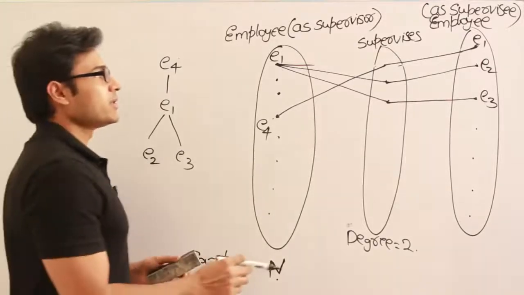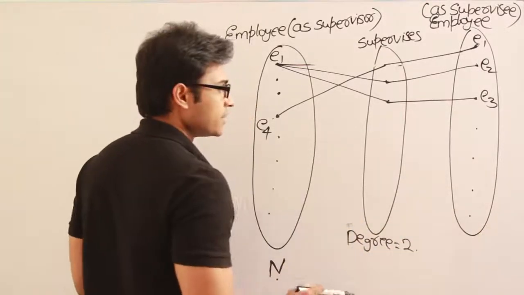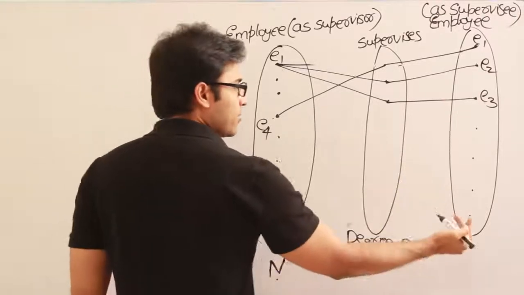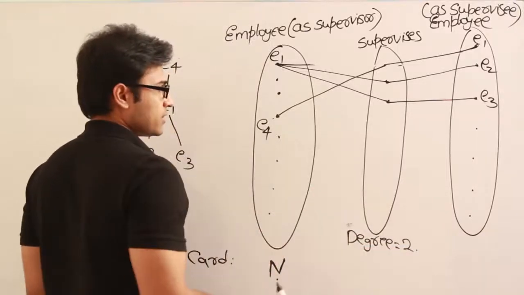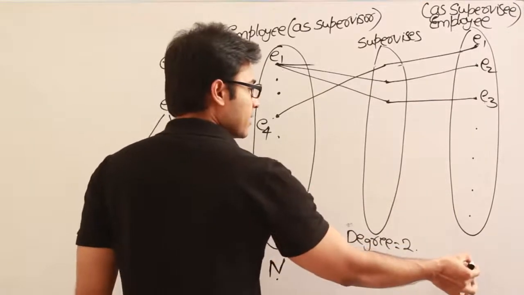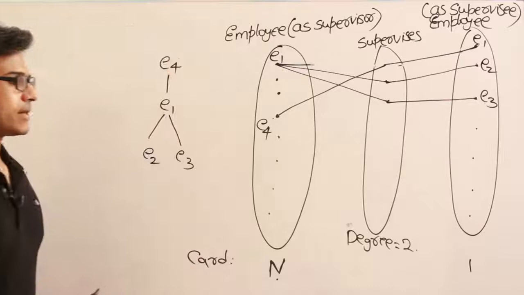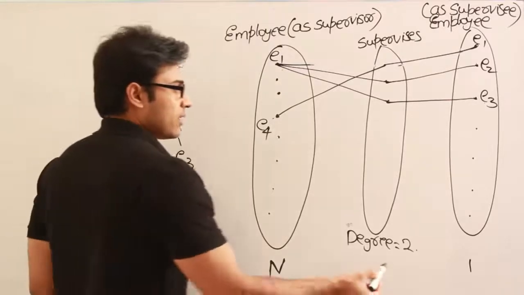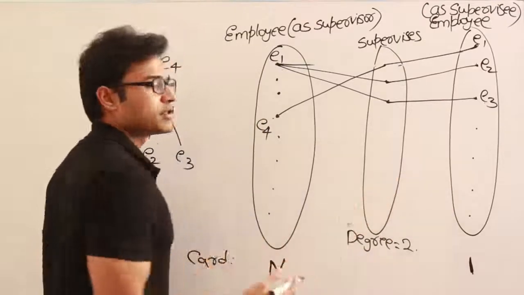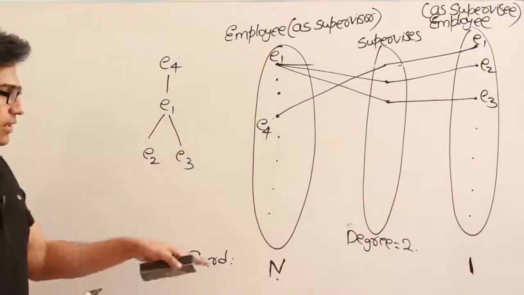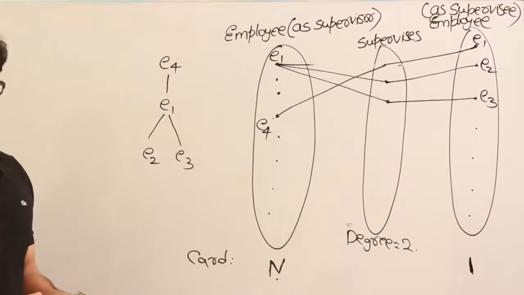Now what about the supervisee? An employee here has to be managed by only one supervisor, right? Therefore it is 1. What is the meaning of it? At maximum, you can be managed by only one boss. You cannot be managed by more than one boss. So how did I get that? From the specifications only, right?